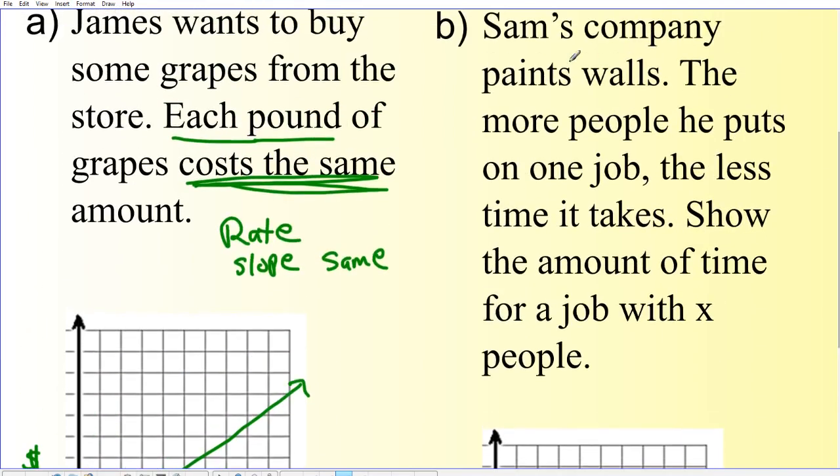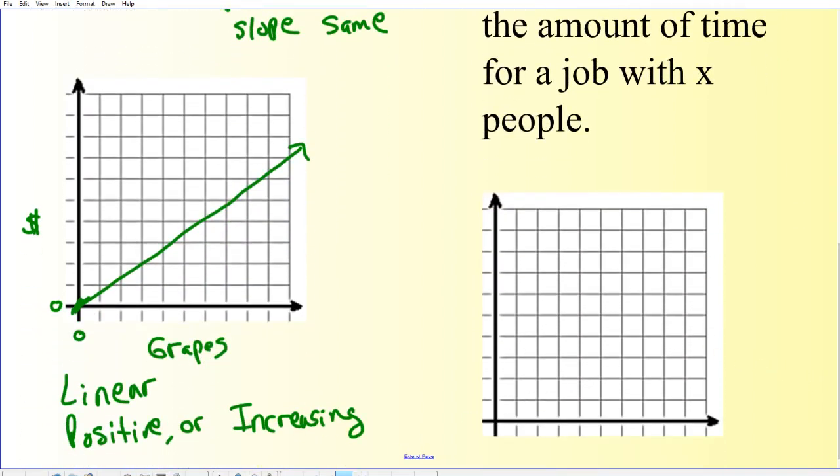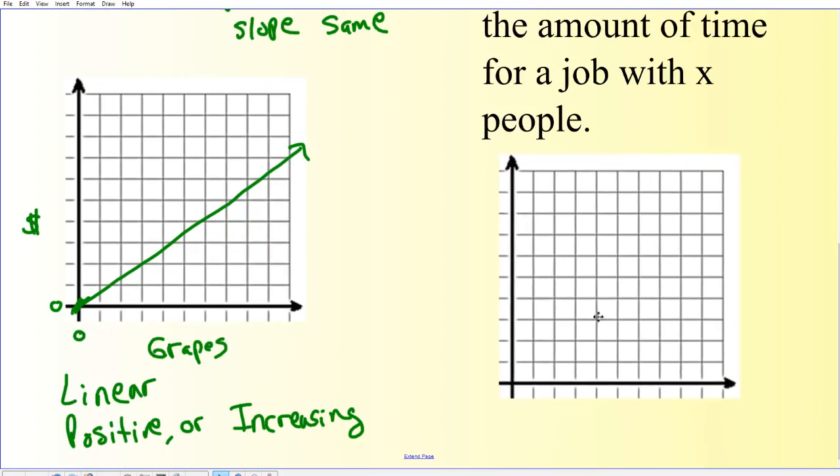Letter B. Sam's company paints walls. The more people he puts on the job, the less time it takes. Show the amount of time for a job with X people. Okay? So, we need to show that the more people you add to a painting job, the less time it takes. So what would that look like?